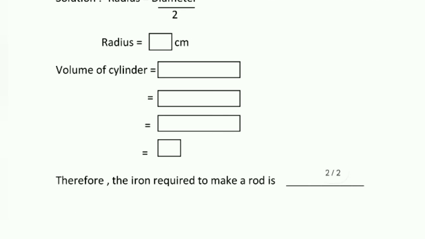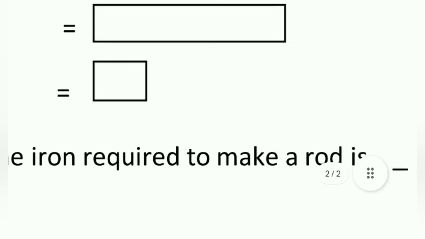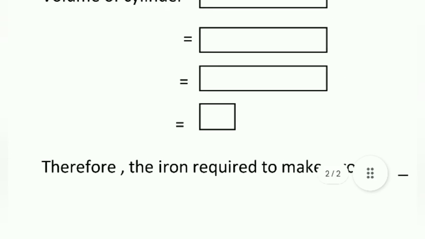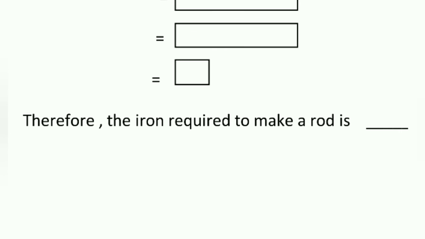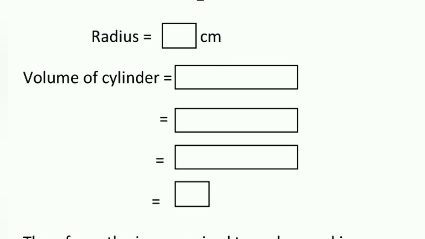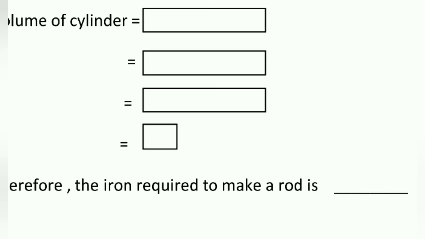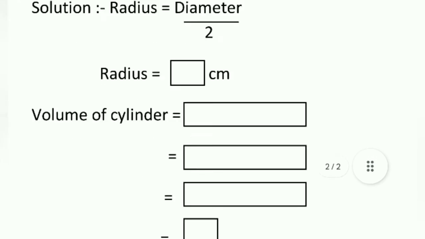Now you can see, students, here in the last box, what is not given? The unit of measurement is not given here. So what are you supposed to do? You are going to write the unit of measurement along with your answer. And finally, there is a sentence, so you have to complete that sentence also: Therefore, the iron required to make a rod is dash. However much answer you are getting, with that you are going to write the unit of measurement. As it is volume, it will be cubic, and it is centimeter, so cubic centimeter.